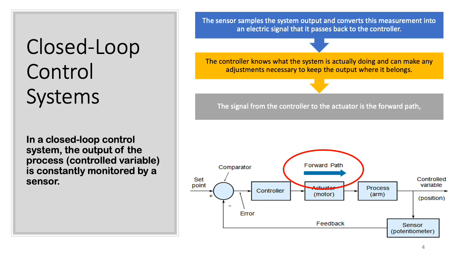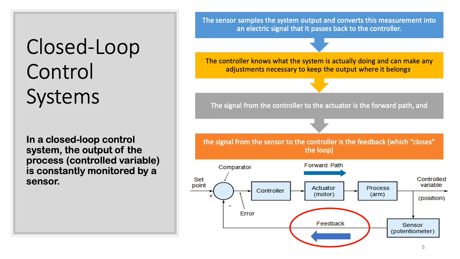The signal from the controller to the actuator is the forward path, and the signal from the sensor to the controller is the feedback, which closes the loop.